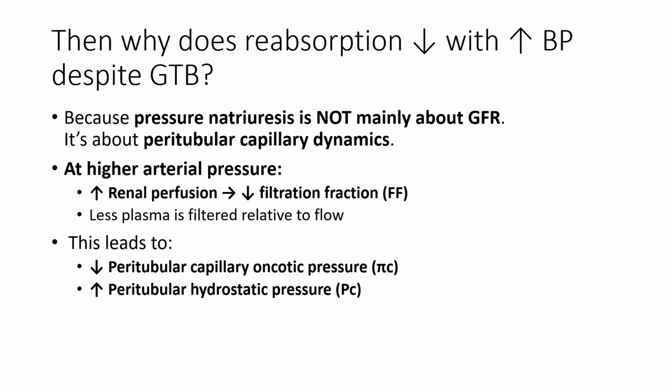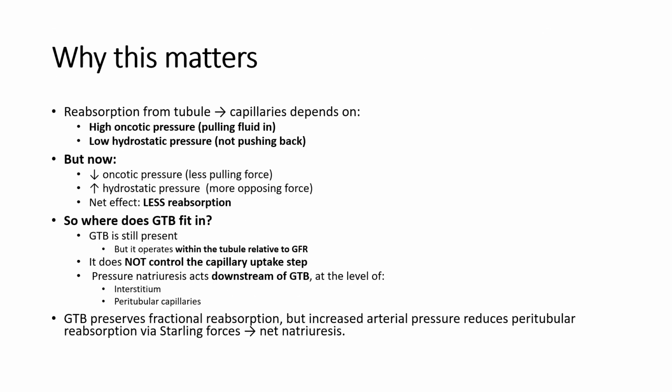Thus the oncotic pressure that the proteins can exert is less, and the hydrostatic pressure that is physiologically present will be increased. So basically the reabsorption from tubule is based on two things. First is the oncotic pressure that will pull the fluid, and second is the hydrostatic pressure that is opposing this process and usually low. But now as the filtration fraction has decreased, the oncotic pressure will be low and the hydrostatic pressure will be high. This will affect the absorption, will decrease the absorption.